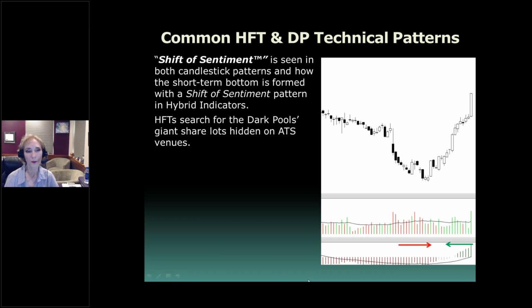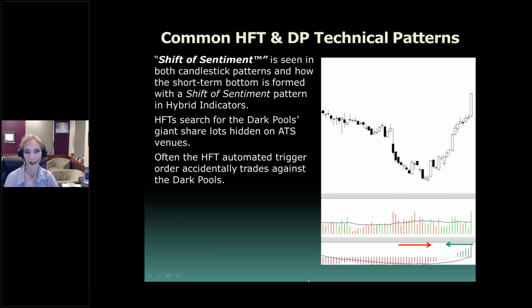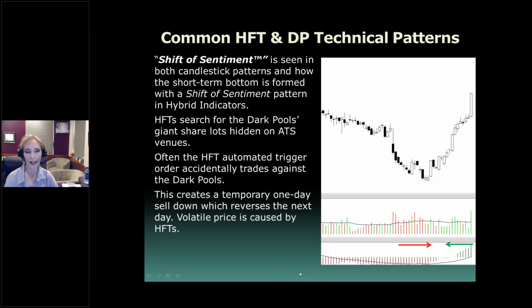HFTs search for dark pools, giant share lots hidden on ATS venues. They can't see them either. Often the HFT automated trigger order accidentally trades against the dark pool, causing a gap down, drops into the buy zone, and automatically this creates a temporary sell down, which reverses the next day. Volatile price action is caused by HFTs, not dark pools.